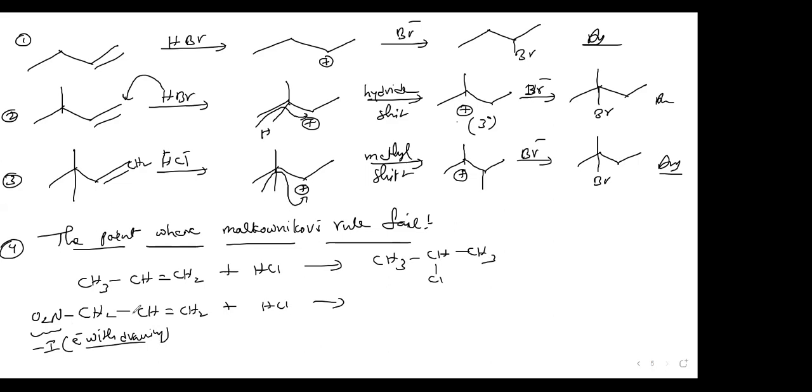What will it be doing? It will be pulling the electrons towards itself. The electrons are pulled towards itself. Therefore, the pi electrons shift towards the left hand side. So we will be getting a minus over here and a plus over here. Make sure, in the presence of an electron withdrawing group, the pi electrons shift towards itself, and H plus, Cl minus.